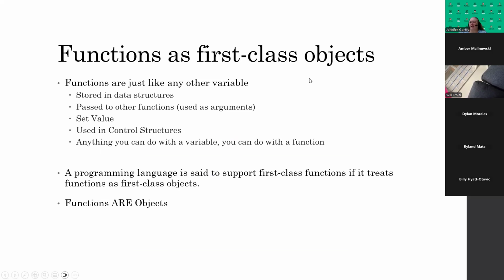Okay, functions as first class objects. So functions are just like any other variable. You can store functions in data structures. You can pass functions as arguments. You can set values of functions. You can use them in control structures. Anything that you can do with a variable, you have the ability to do with a function.